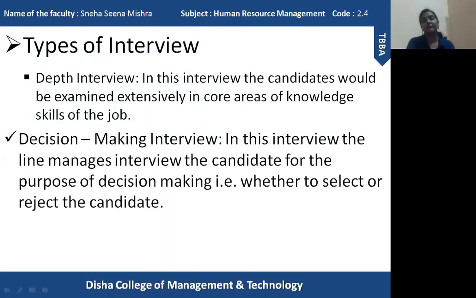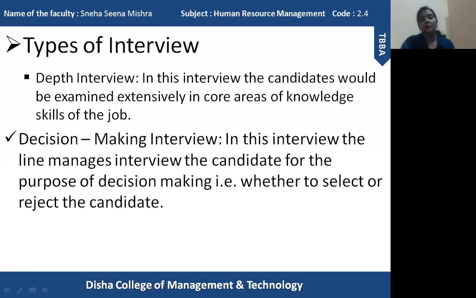So after getting information about his or her opinion about the organization, even the line managers need to understand the aspirations of the candidate, because some candidates have very high aspirations. They want opportunities for becoming successful, for moving forward in the career, and those kind of candidates who are very ambitious always tend to leave the organization if they find better opportunities in another organization. So that kind of information can also be obtained in the decision making interview.